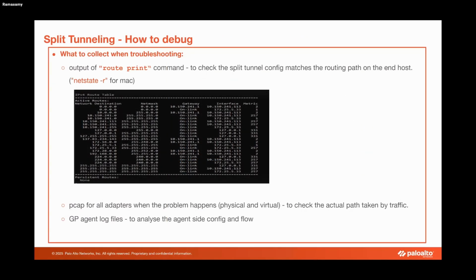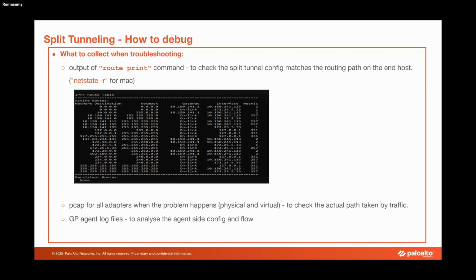So, debugging split tunneling issues and how to troubleshoot it. While troubleshooting split tunneling traffic, use the command route print to print the routing table in Windows to check whether the split tunnel config matches the routing path of the end host. In Mac, you can use netstat -r.